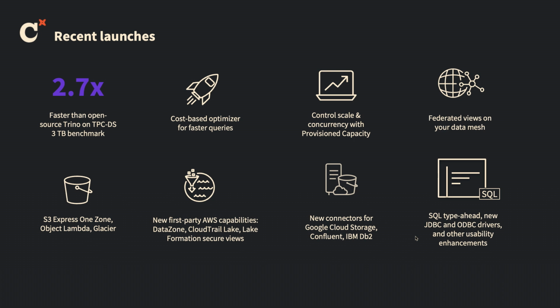We also launched direct querying capabilities through 3 new S3 offerings, which is Express One Zone, Object Lambda, and Glacier. That basically is the 3 offerings that S3 released in terms of the lifetime of the data, and Athena can directly query them without any additional setup. We also have direct integration with DataZone, CloudTrail Lake.